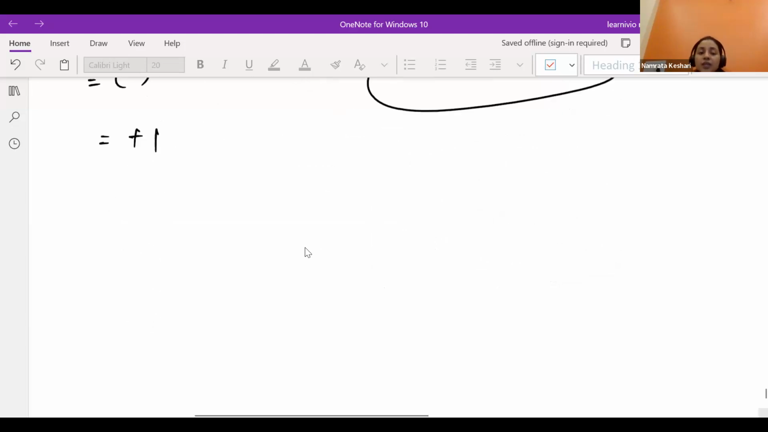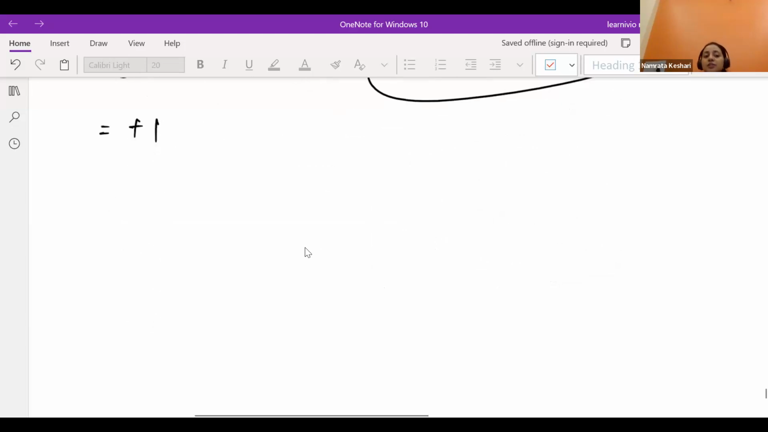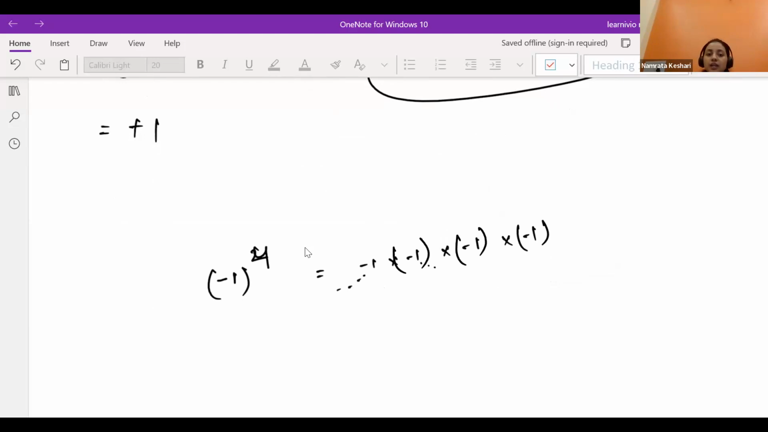Do you know that if the power is an even number, then the result will be positive? Why will the result be positive? Check it. If the power is 2, it will be minus 1 into minus 1, minus minus plus. If the power is 4, it will be minus 1, minus 1, and so on. See, all the pairs will create plus, minus minus plus. These 2 minuses will be plus, these 2 minuses will be plus. Eventually, the answer will be plus 1.